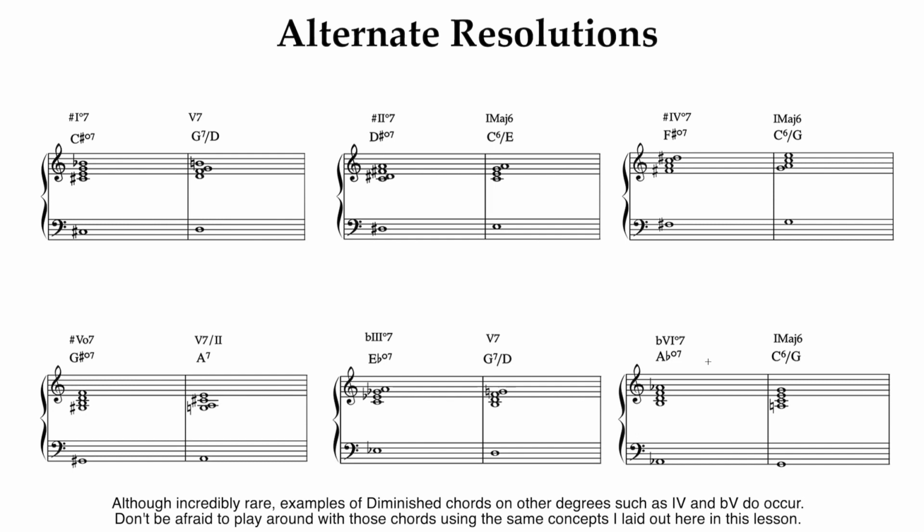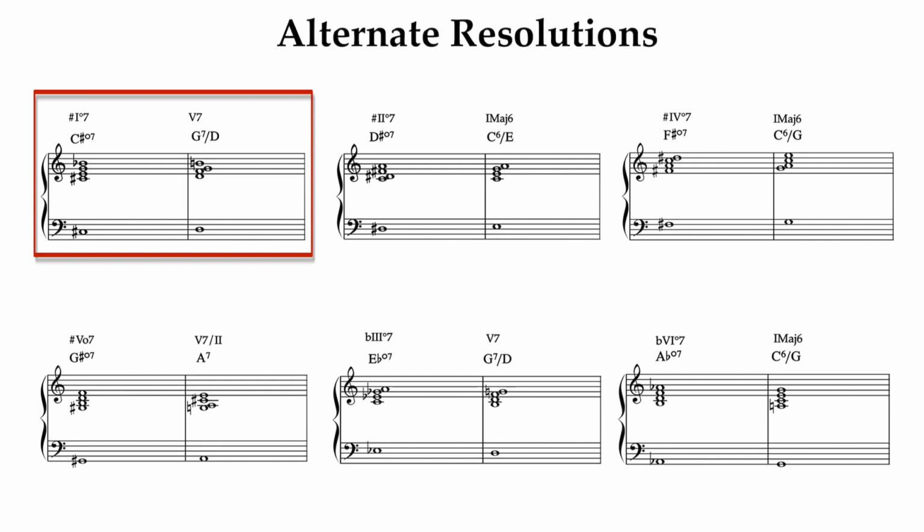And flat 6 diminished 7, which normally resolves to the dominant 5 chord, can resolve instead to the 1 chord in second inversion, or in this case C6 over G. And notice again the bass motion A flat to G stays the same. Now let's take a quick listen to each of these alternate resolutions.